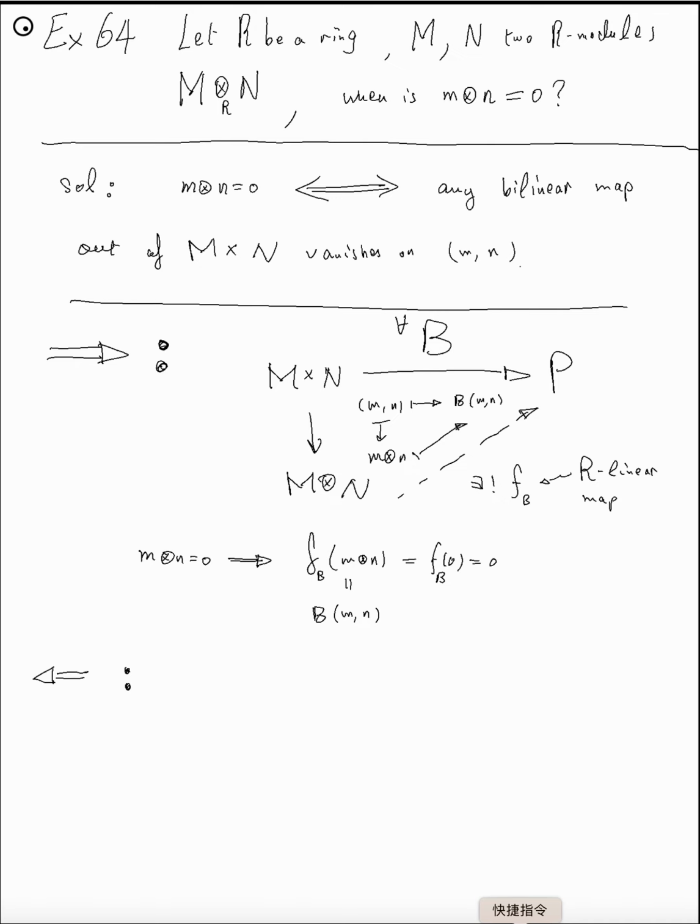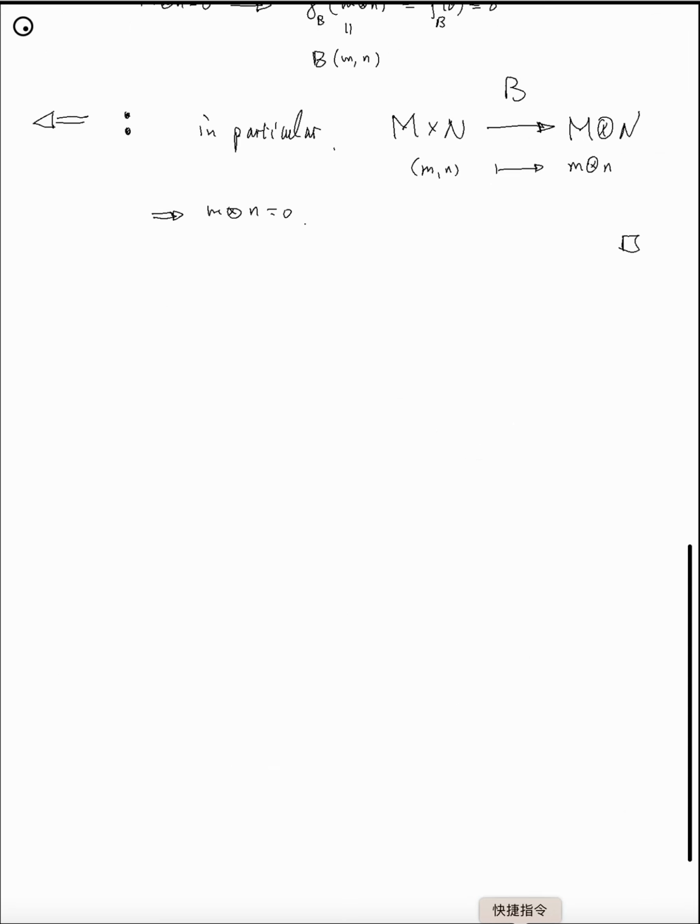Conversely, if this vanishes on whatever bilinear map, then in particular, this is a bilinear map, right? And so they're telling you that M tensor N equals 0. And so this is done. So this is kind of trivial.